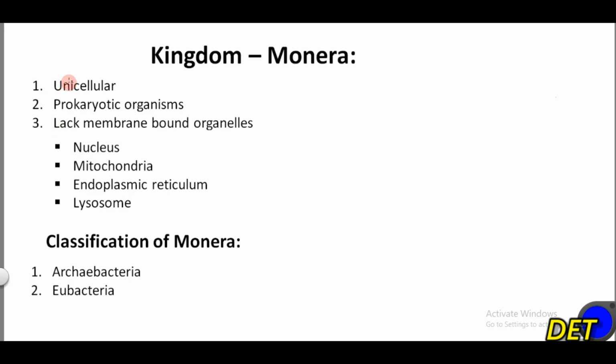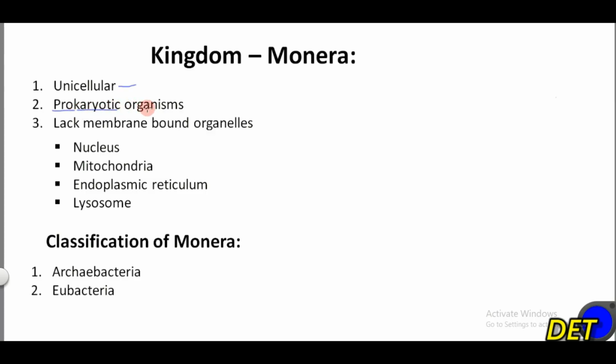So the kingdom Monera comprises unicellular organisms. By unicellular, we mean that these organisms are made up of one cell. They are prokaryotic organisms as well. Pro means primitive, karyote means nucleus. So they have a primitive nucleus. In other words, they don't have a nucleus.